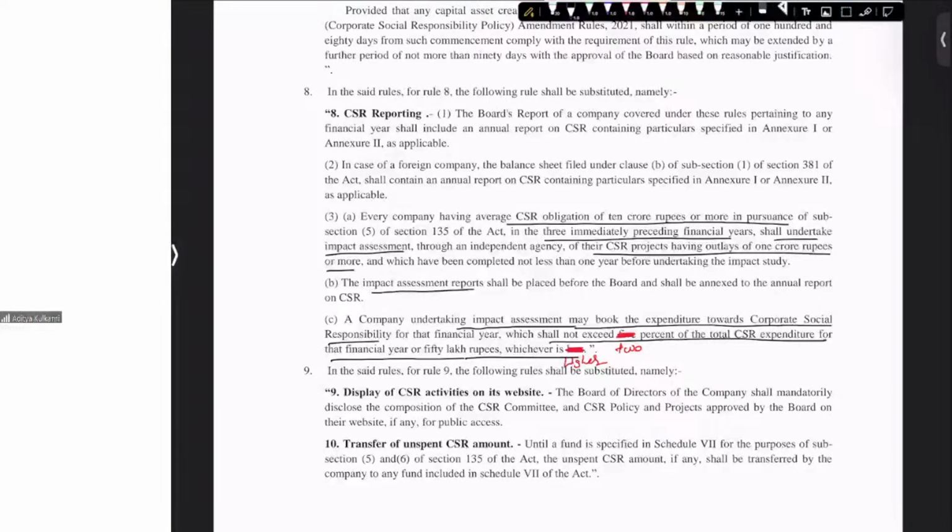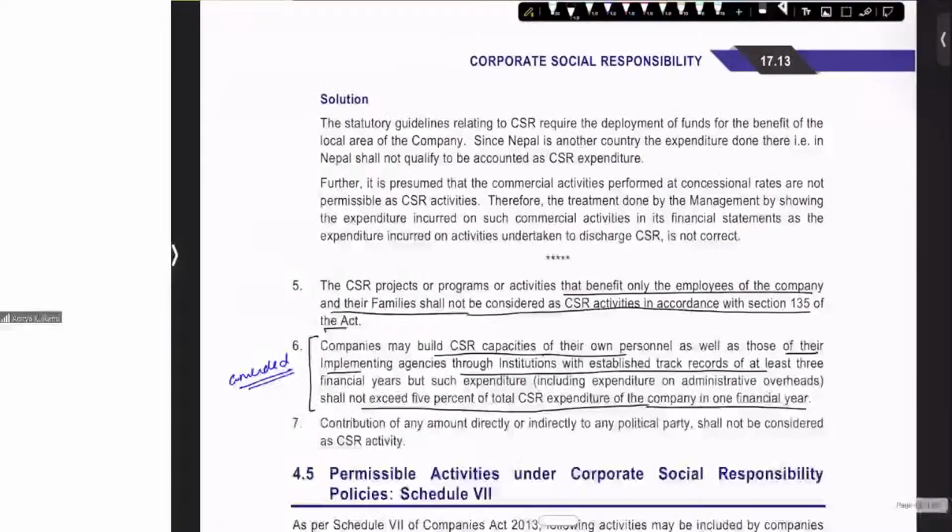So those impact assessments that you are incurring will have a cost. The cost of that was earlier restricted to 5% or 50 lakh, whichever is less. Now it has been modified to 2% of the total CSR expenditure or 50 lakh rupees, whichever is higher. So this is the amendment that has come in September 2022. Contribution to a political party cannot be recognized as a CSR expenditure.